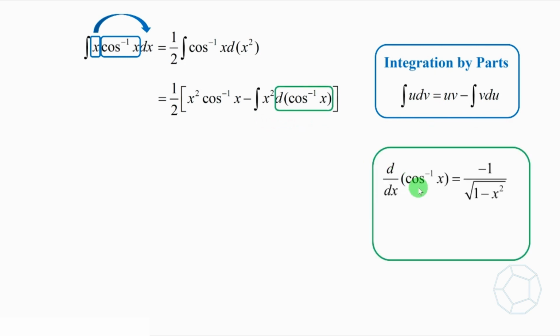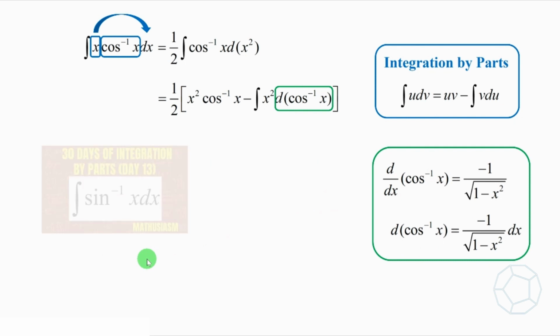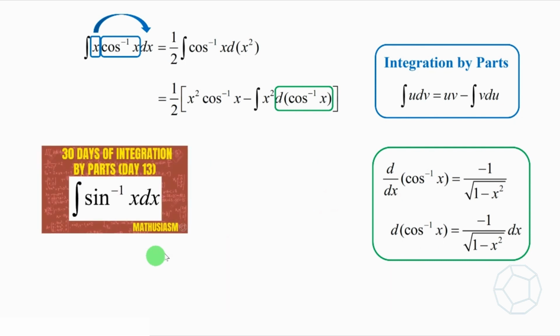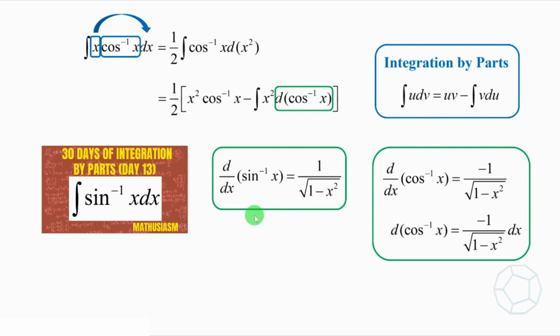Let's look at the differential. Because the derivative of arc cosine x is negative 1 over the square root of 1 minus x squared, therefore d(arc cosine x) is equal to negative 1 over the square root of 1 minus x squared dx. If you have watched the video of day 13, you may realize that the derivative of arc sine x is equal to 1 over the square root of 1 minus x squared. Comparing these two results, they differ by a negative sign.